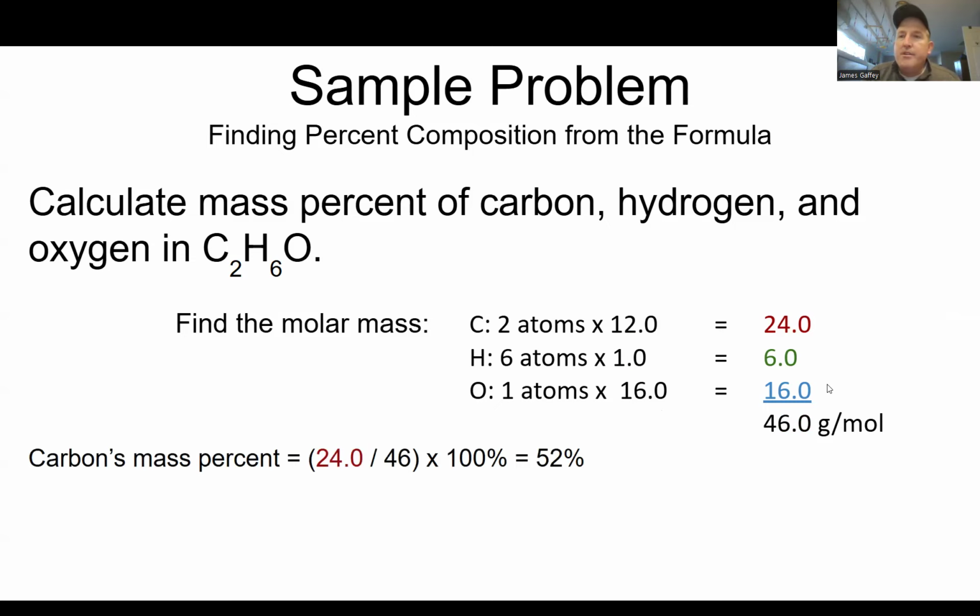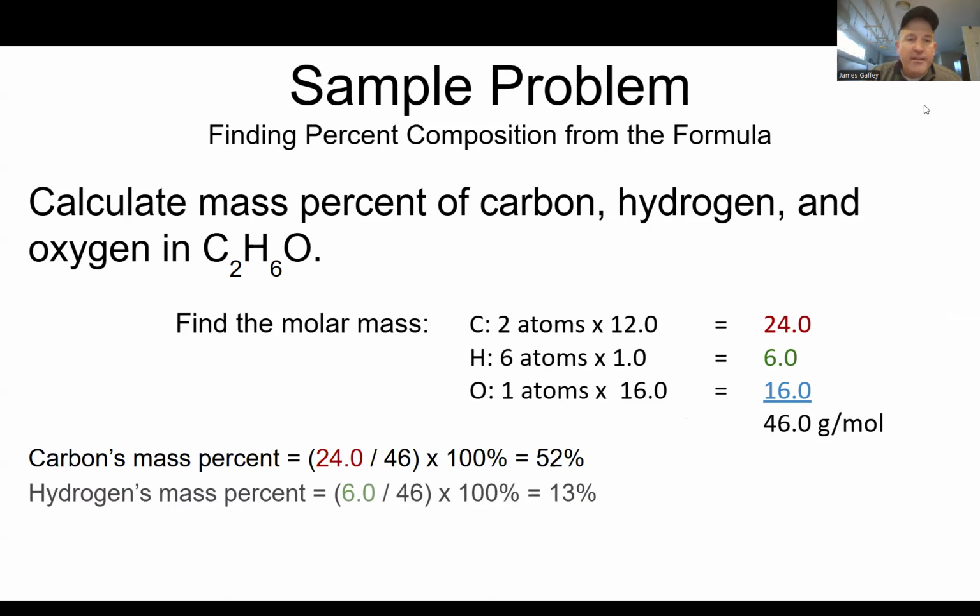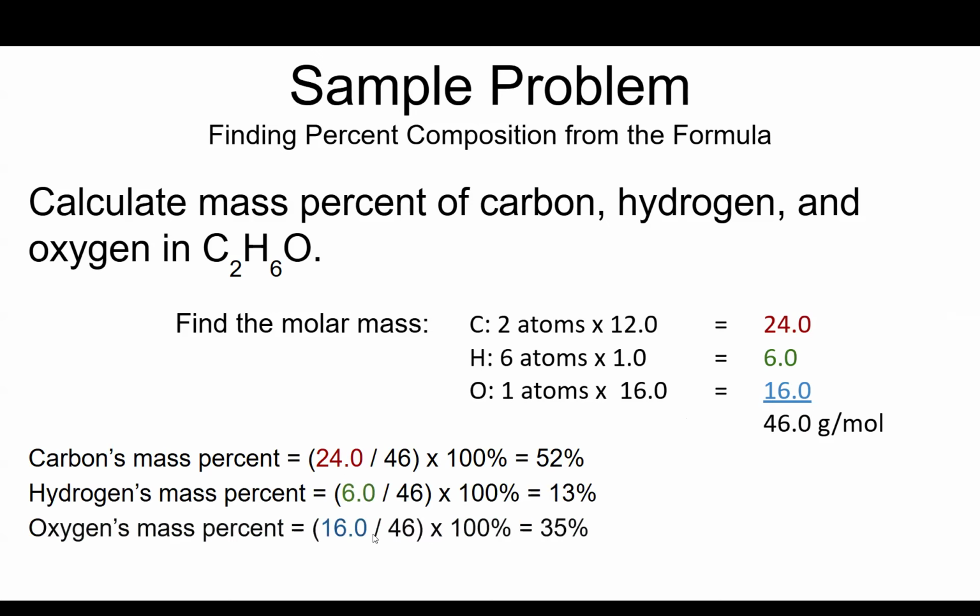Okay, so here's the new part. Finding carbon's mass percent, carbon's contribution is the line that you have for carbon when you add up all the numbers, and it's 24.0. So 24.0 divided by the total 46 equals 52%. Hydrogen, 6 divided by 46. Oxygen, 16 divided by 46. And for all of those, we multiply by 100%.